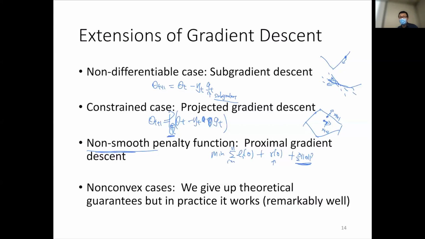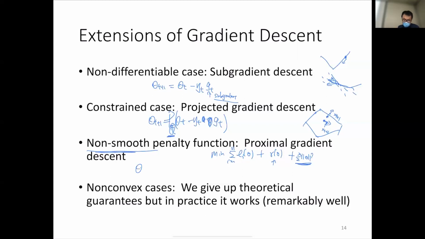But it wasn't handled a priori, because having this R of theta would automatically make objective perturbation not so useful, because we can no longer use that Jacobian, since R itself is not differentiable. So in gradient descent, this is kind of straightforward.